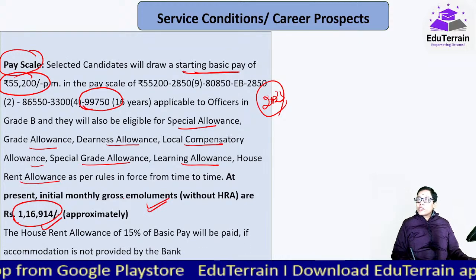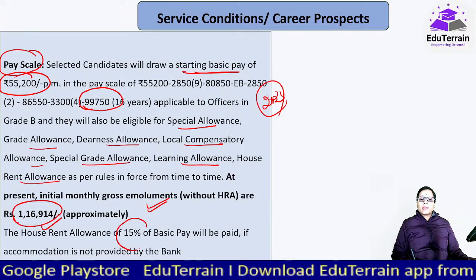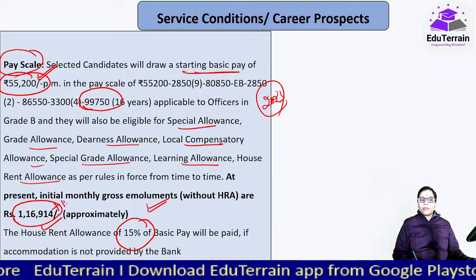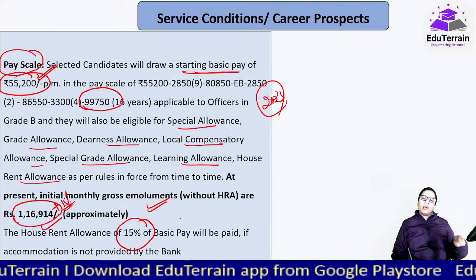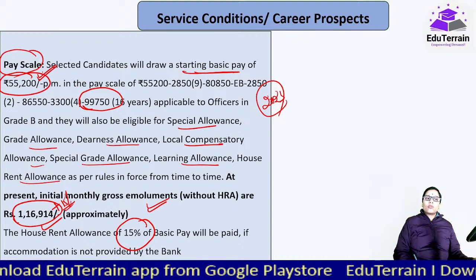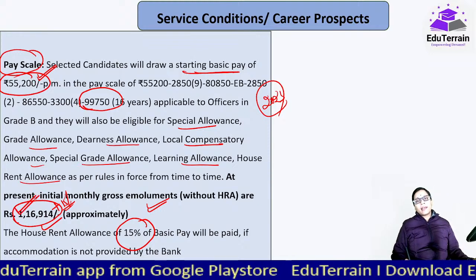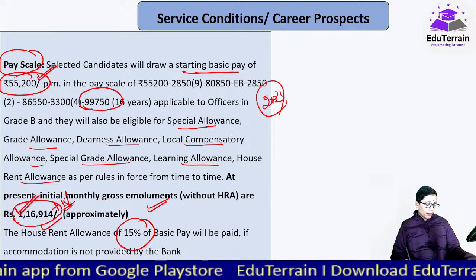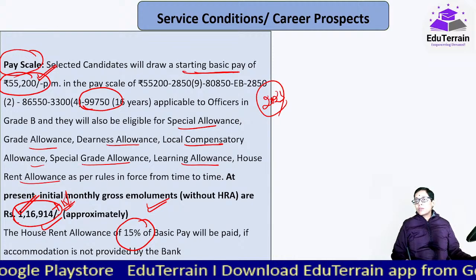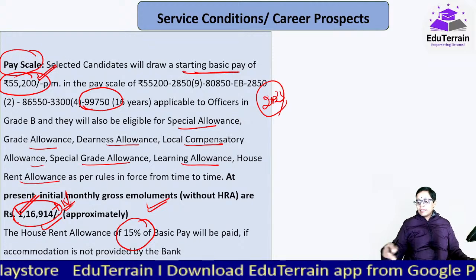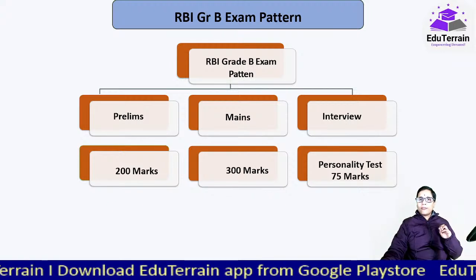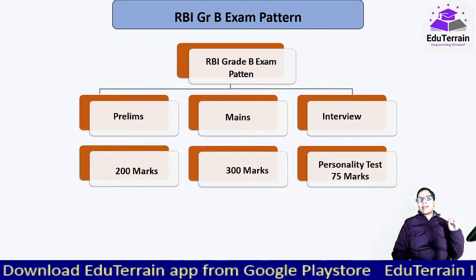Now what about HRA? It would be 15% of the basic pay. So 15% of this would be paid, plus that 15% would also be paid if accommodation is not provided by the bank. If accommodation is provided by the bank, this would be your take home salary. So it is a very good package, and work-life balance, the respect in society, everything is top-notch. Now all these criteria are fulfilled, you are fit. Now look at the examination pattern.